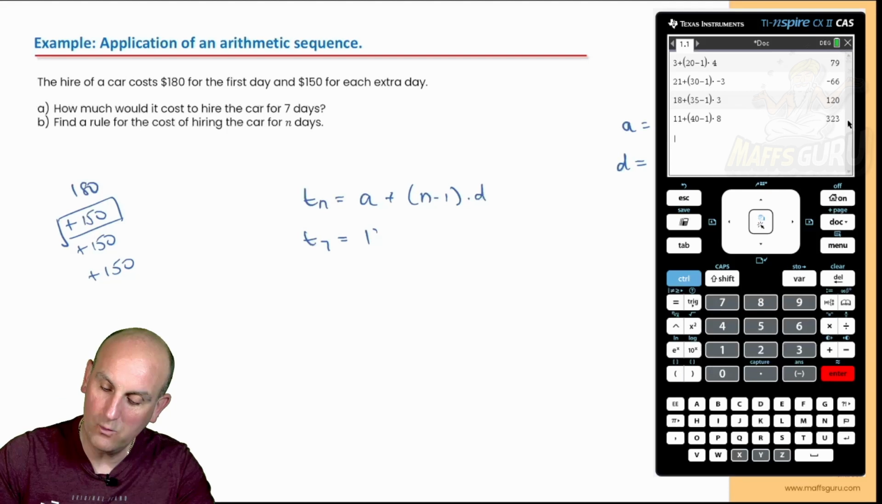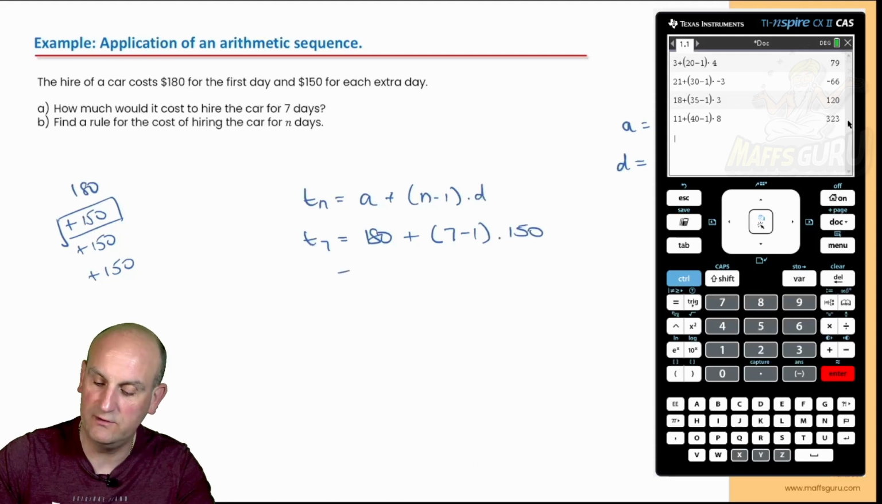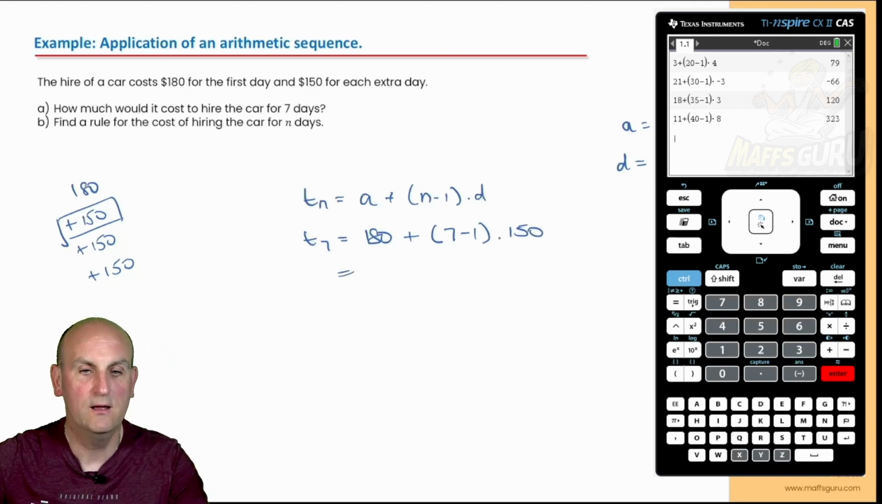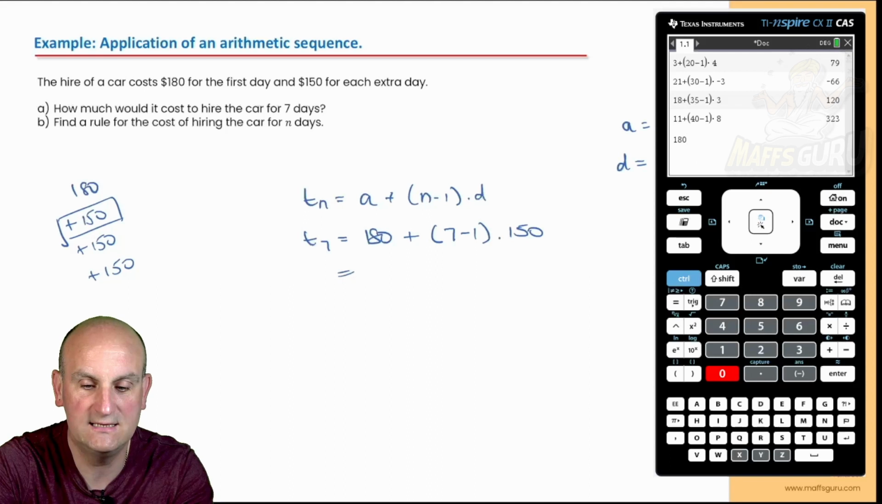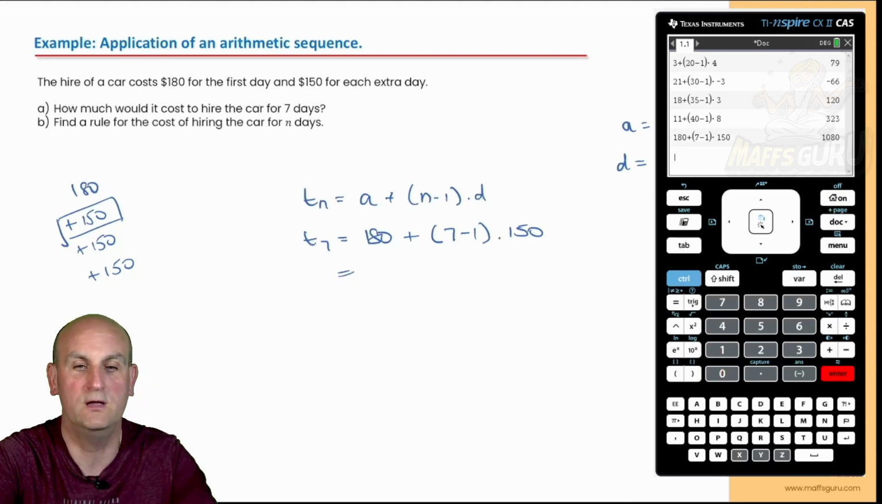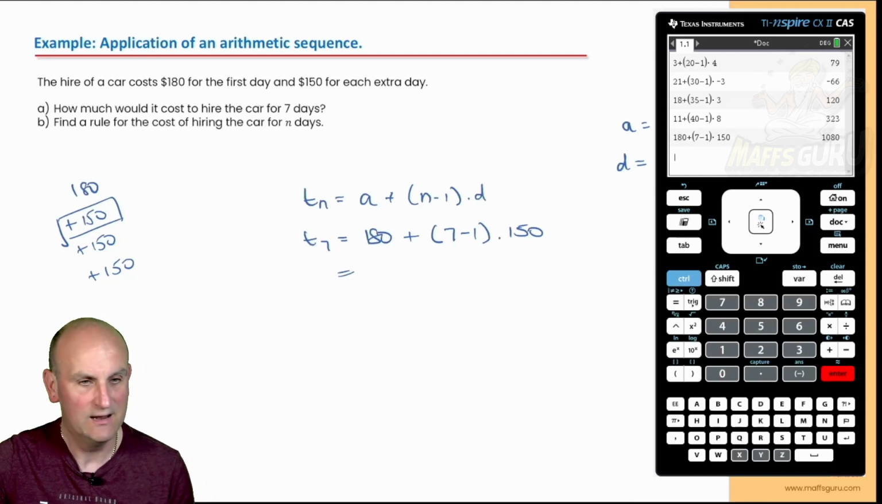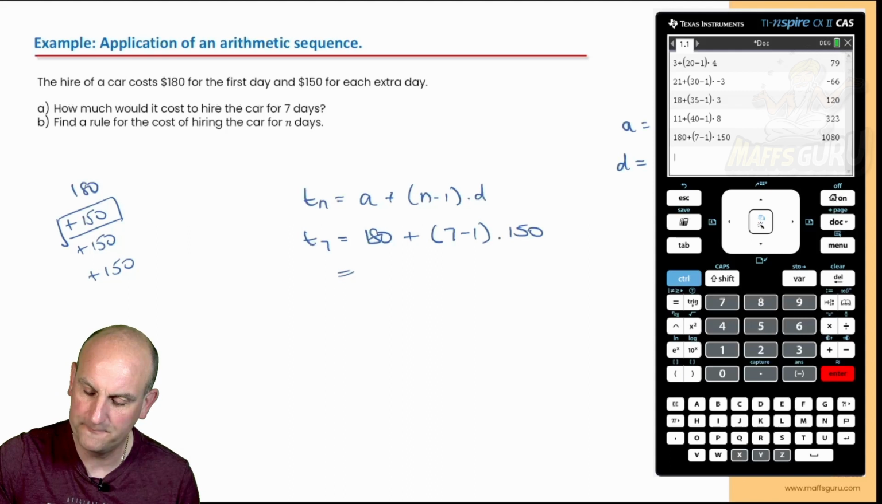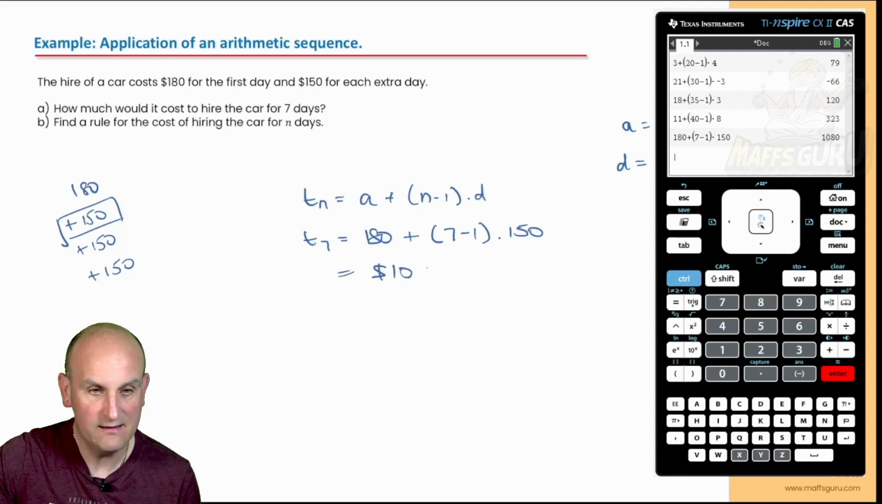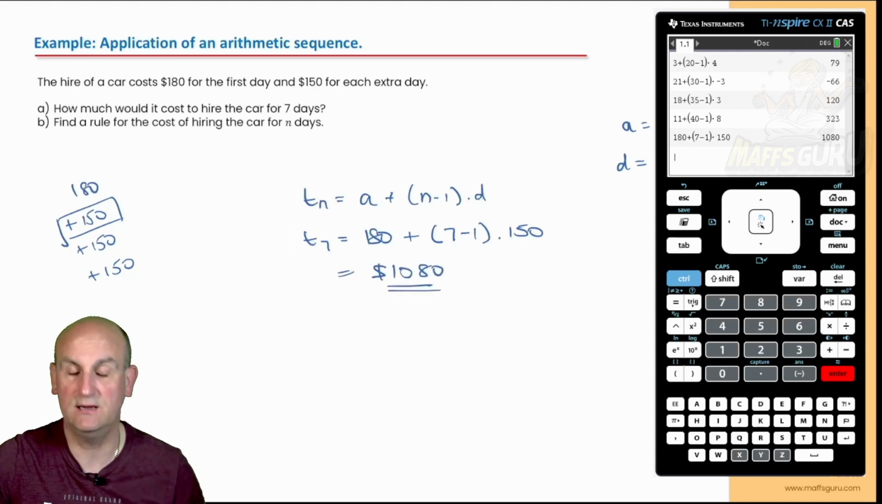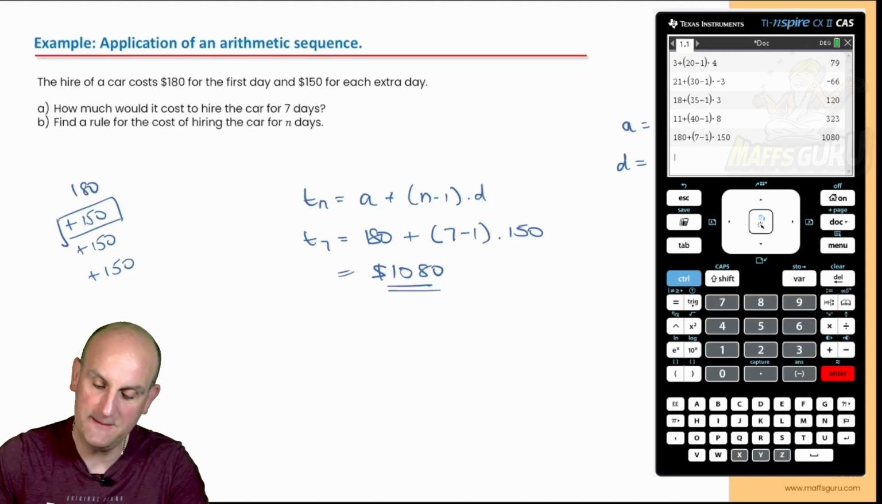So A, 180, plus n, 7 minus 1, times my common difference of $150, which gives me 180. I've realized that I've actually covered up part of my screen again. I keep doing that with my calculator. Sorry guys, I'm trying some new software to get this working. What did that come out to be? $1,080. Ka-ching. Result. There's part A.